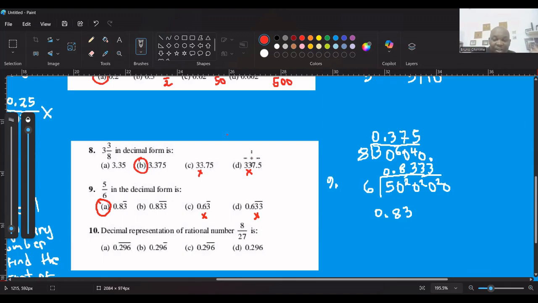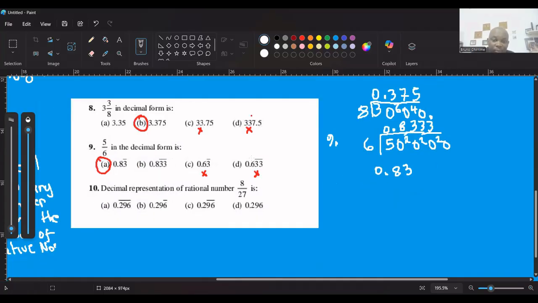Now, we move on to the last question. The last question is 10. Decimal representation of the rational number. So they're telling us the rational number because, of course, if you can write it as a fraction as 8 over 27 or 8/27ths, it means that it is a rational number. Now, which one is the decimal representation? Let's just divide 8 by 27.